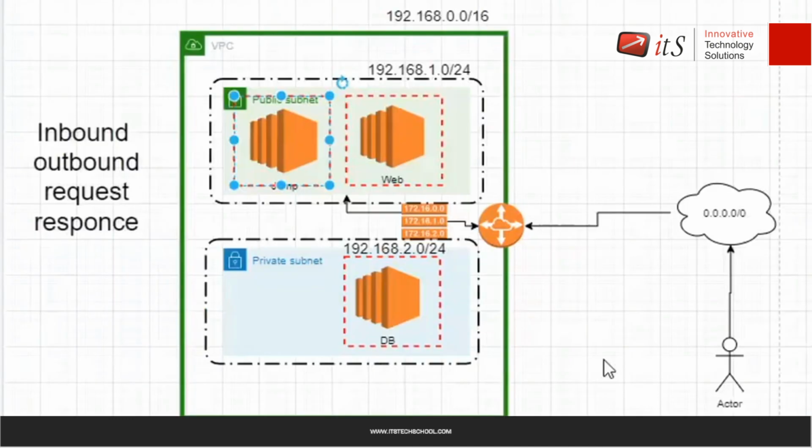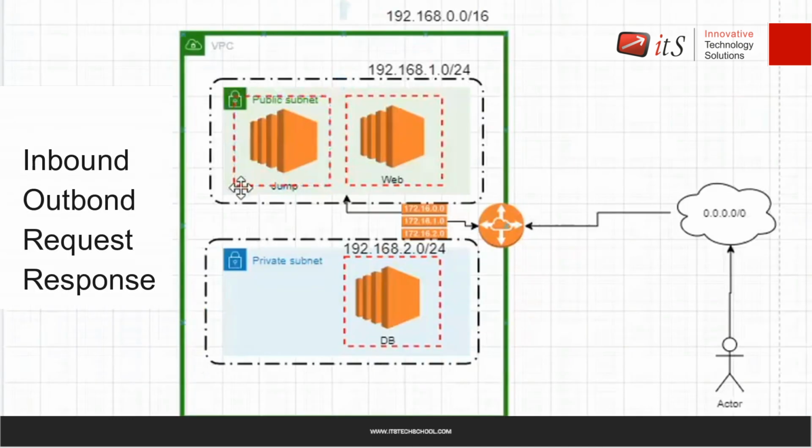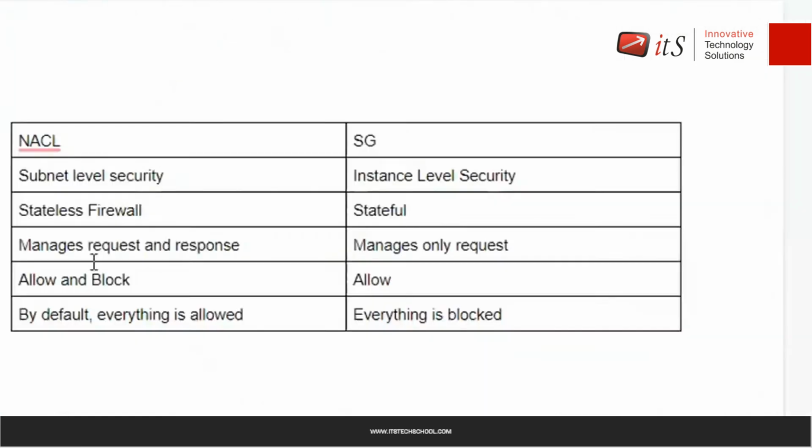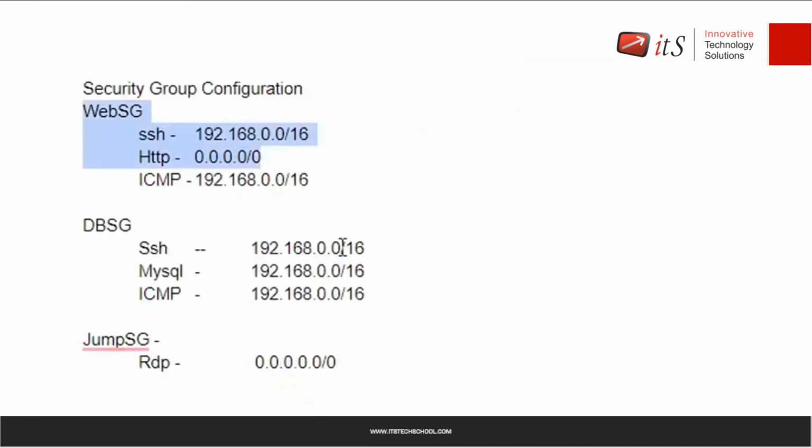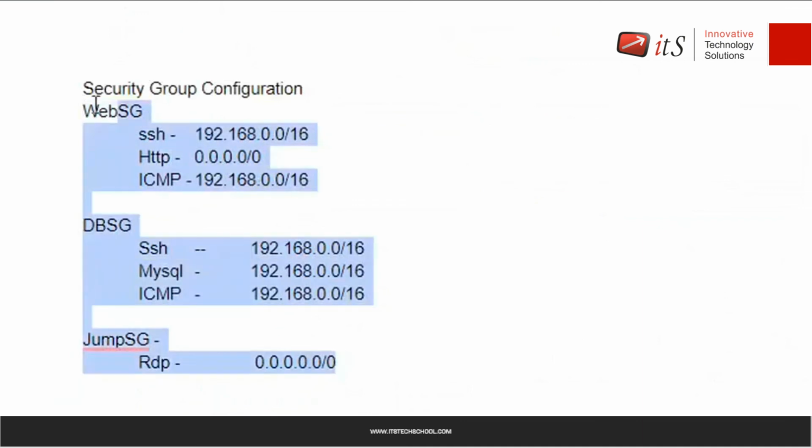What we discussed over here: VPC, security group, subnets, route tables, internet gateway, right? And what is the inbound rule, what's the outbound rule, what's the request, what's the response, what is a stateful firewall, what's a stateless firewall, and what rules we should allow in a security group. We discussed all of that in this session.